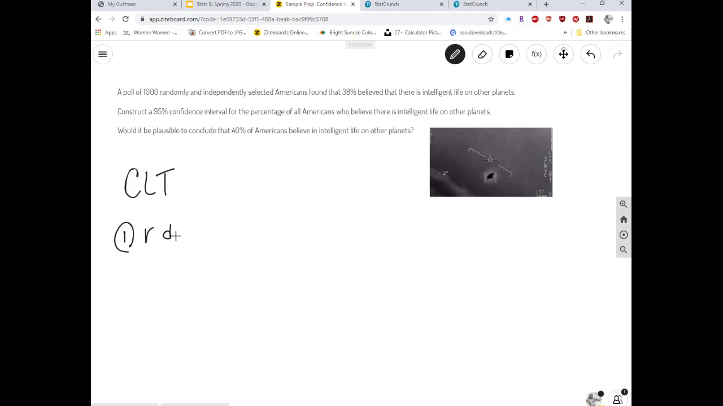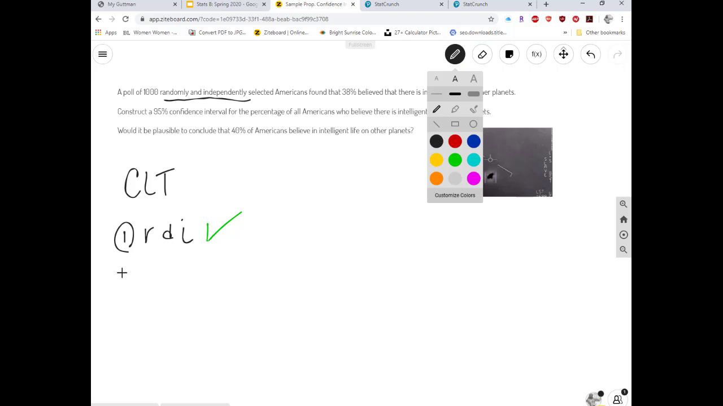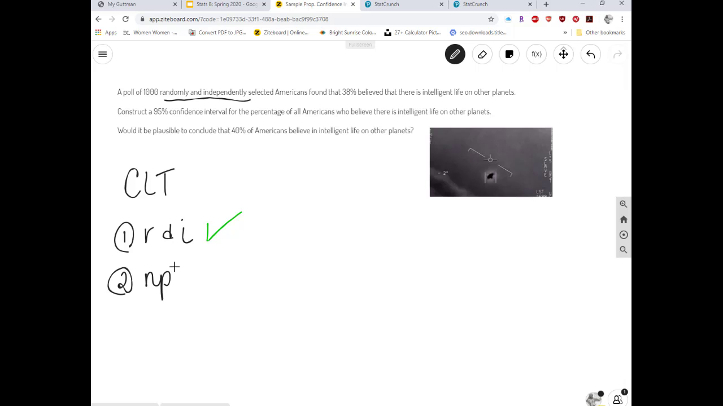So the first condition is that the sample is random and independent, and we see that it states that clearly in the problem. So check, that condition is met. The next condition is the size of the sample. I need to make sure that my sample size times my expected proportion is greater than or equal to 10. And these would be the successes. I also need to make sure that the number of failures is greater than or equal to 10. So I've got my sample size is 1,000.